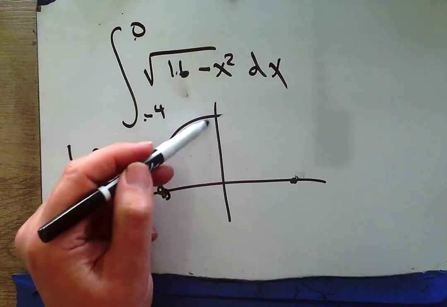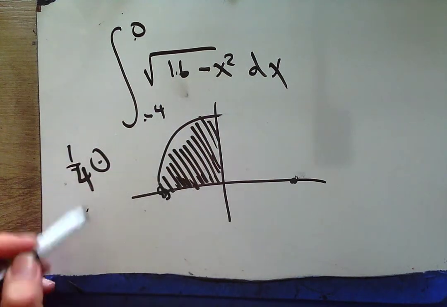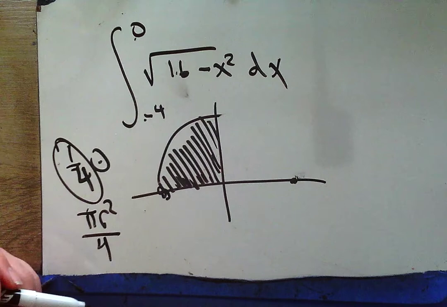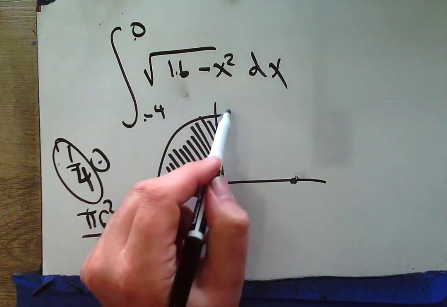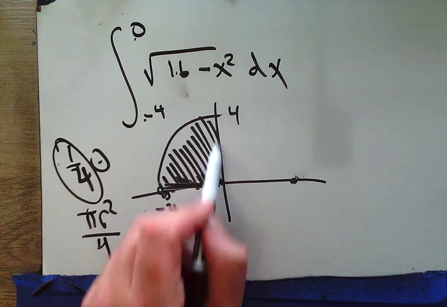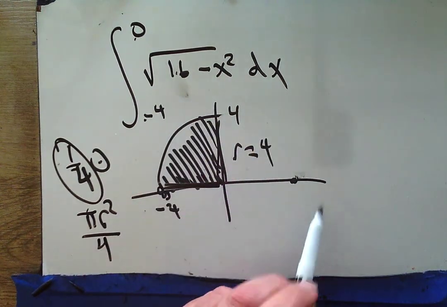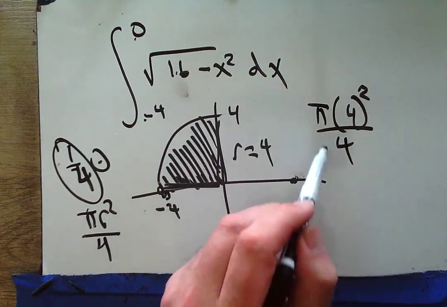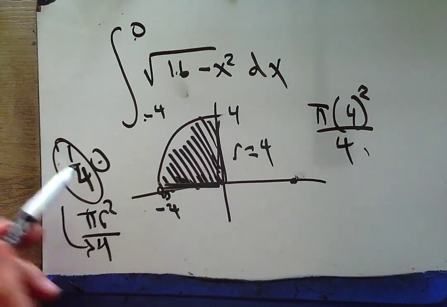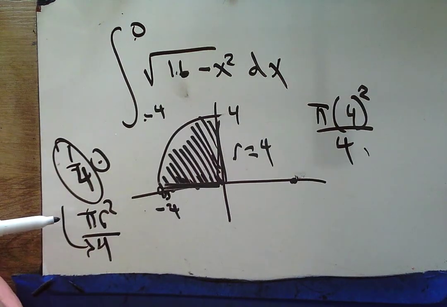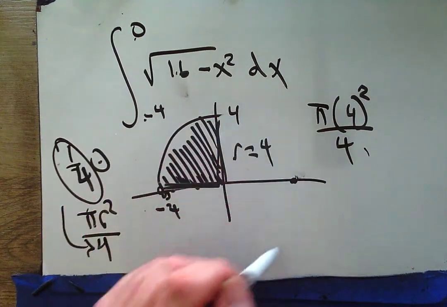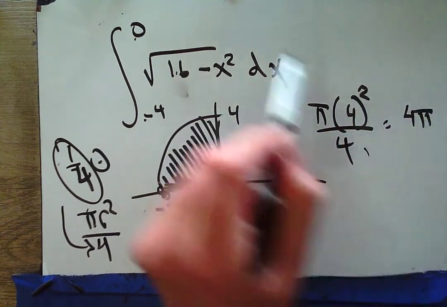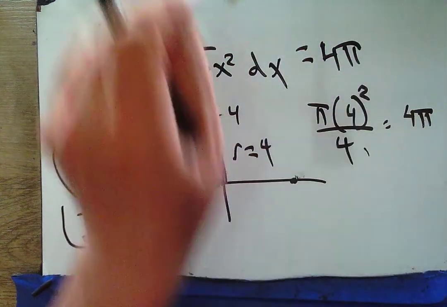So if the area of the circle would be pi r squared, and we want a quarter of that area, this is my area formula. This is -4, this is 4. It's pretty clear to me that the radius is 4. So I'm going to have pi 4 squared over 4. This over 4, remember, represents we only want a quarter of the whole circle. And I see a quarter of the circle there, right? Yep, 1/4. So what do we get? We get 16 pi over 4, or 4 pi. This integral is 4 pi.